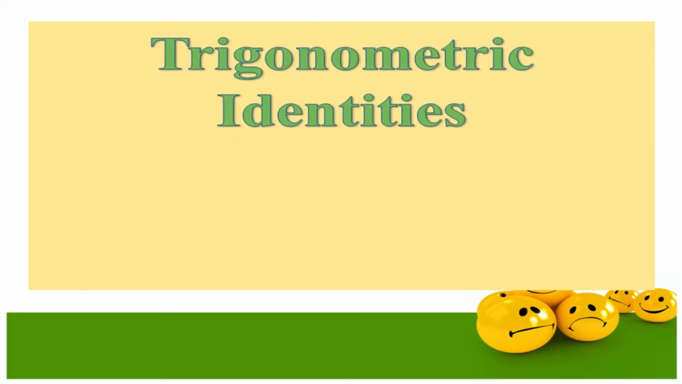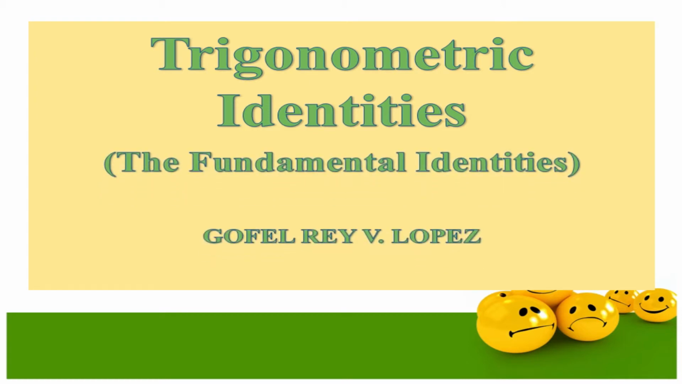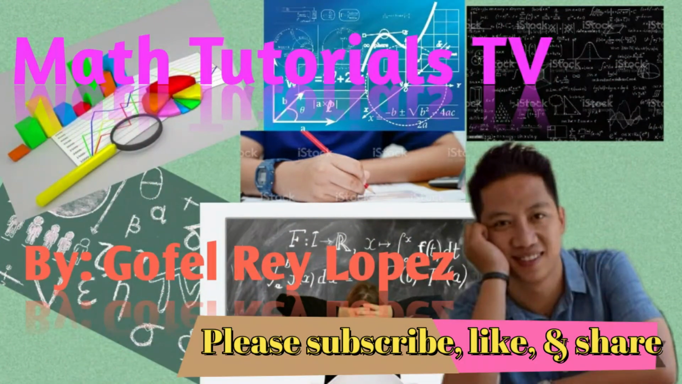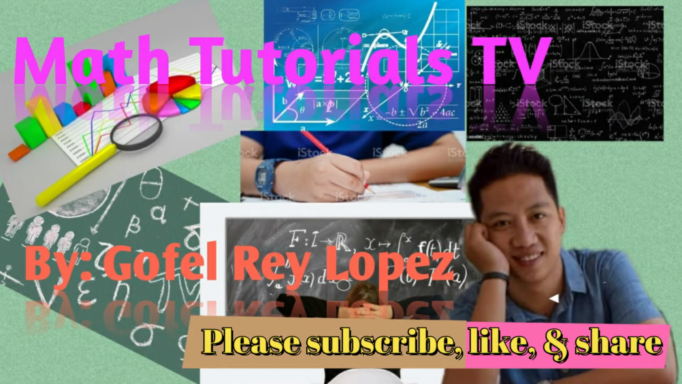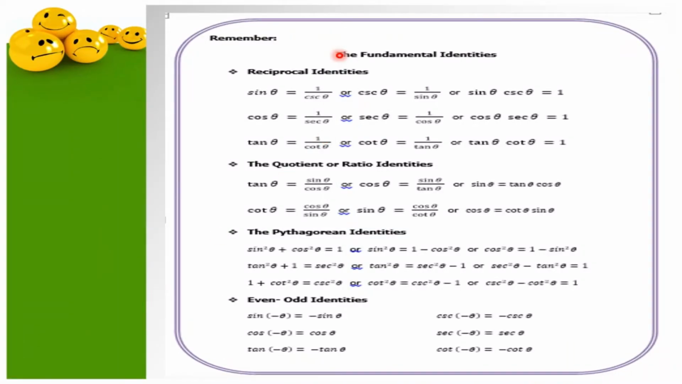In this video, we are going to discuss the trigonometric identities or the fundamental identities. So are you ready? Let us start. We have here the following fundamental identities: the reciprocal identities, the quotient or ratio identities, the Pythagorean identities, and the even-odd identities.